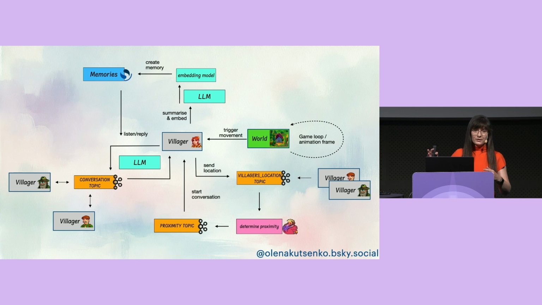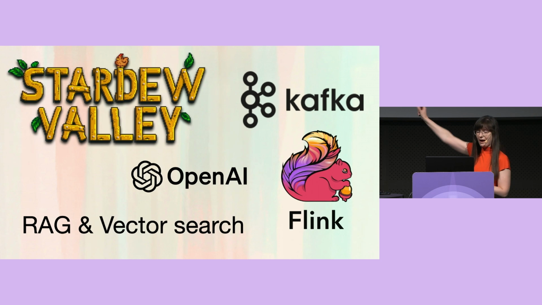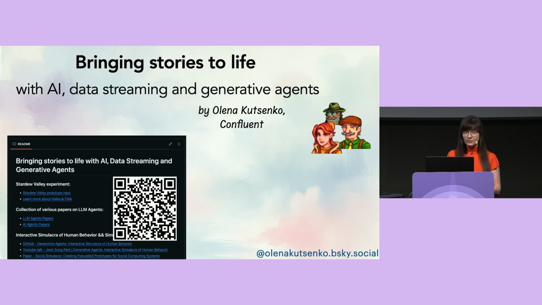I'm working now on transferring it from the Stardew Valley game to some kind of real social experiment, and seeing also if that can be used to imitate some social experiments or social behavior events. The technology which we used: Kafka, Flink, vector search, LLM. And here is the link to the resources which I mentioned, to the repository itself, and to the other research papers which I mentioned.